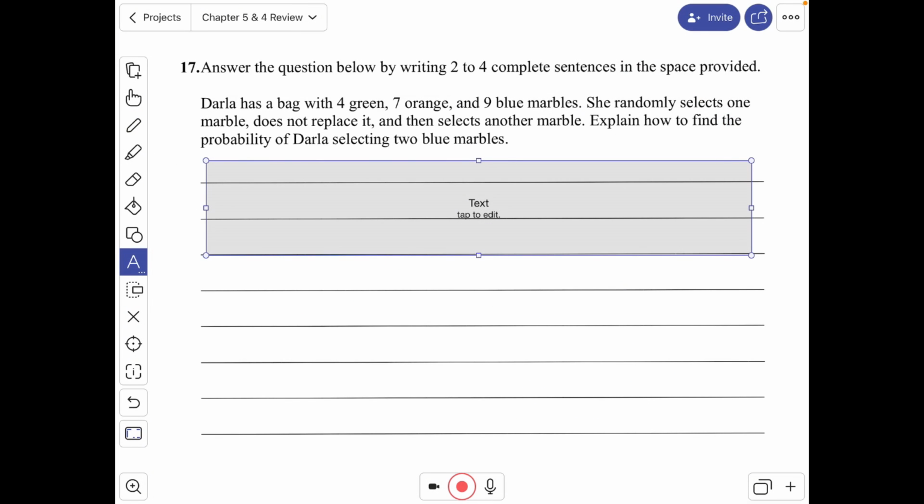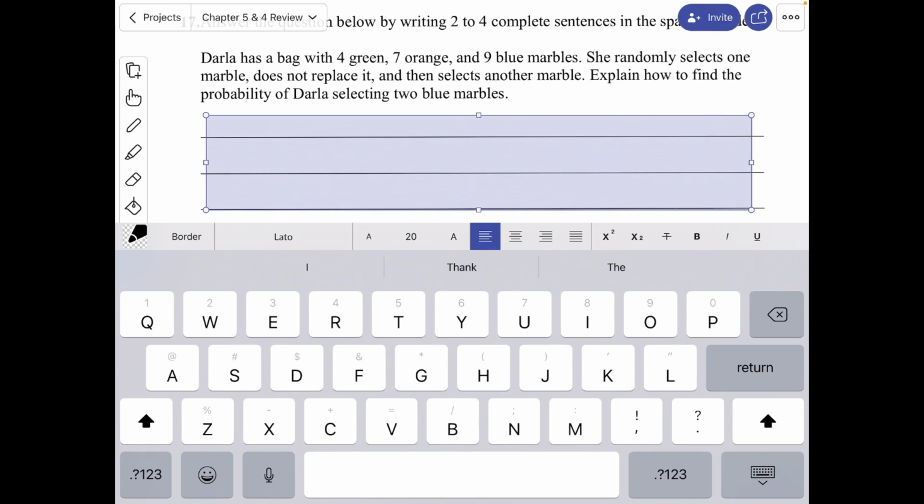Number 17. Answer the questions below by writing 2 or 4 complete sentences in the spaces provided. Darla has a bag with 4 green, 7 orange, and 9 blue marbles. She randomly selects one marble, does not replace it, then selects another marble. Explain how to find the probability of Darla selecting 2 blue marbles. Well, the first thing we need is a total. And how do we get the total? We add all the marbles. So that's the first thing I'm going to write.